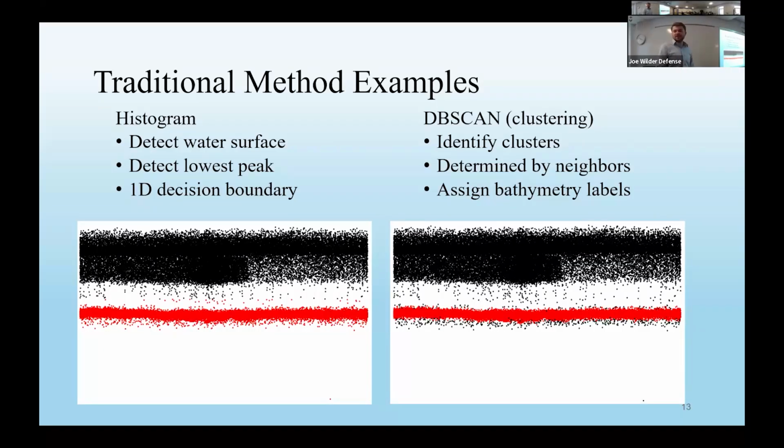And another one is just basic clustering. You cluster the data and you assume that the deepest cluster is bathymetry. But you go to run this on a harder tile, and of course the one-dimensional decision boundary is going to completely fail on something that has more complicated geometry, like that slope. And the clustering one can also fail because it can lock onto a cluster that doesn't necessarily capture the whole thing.